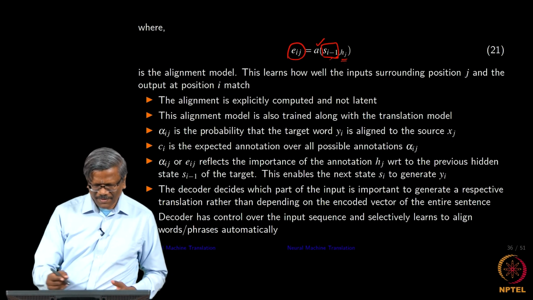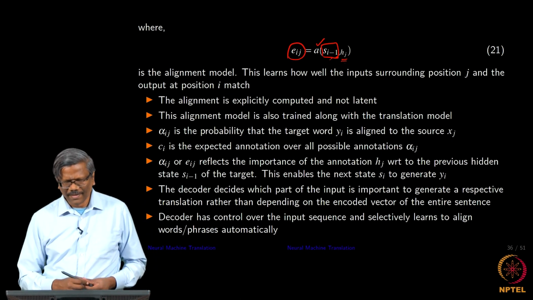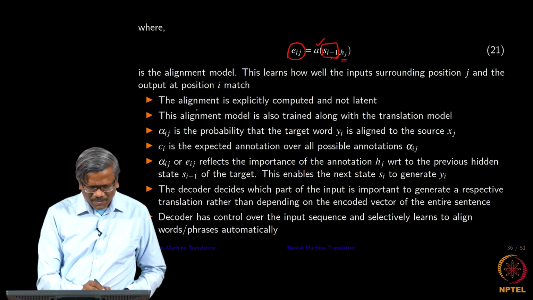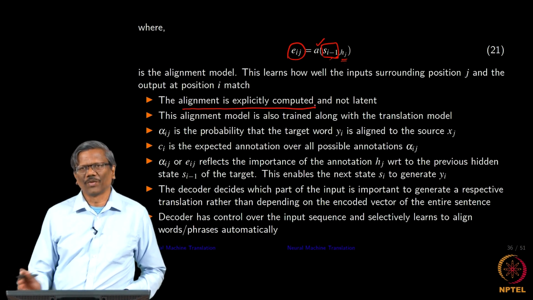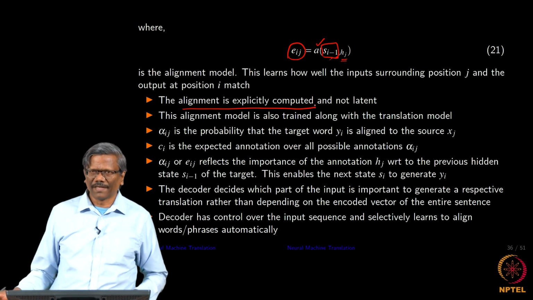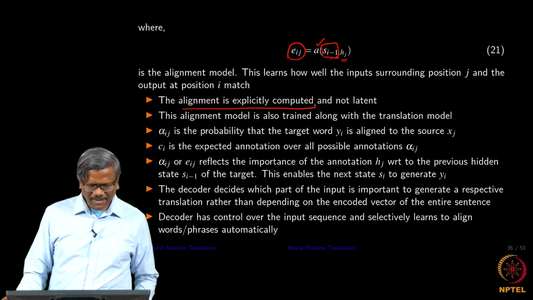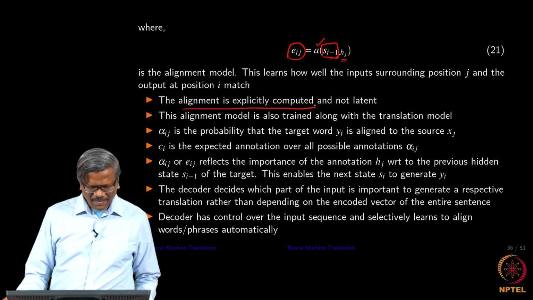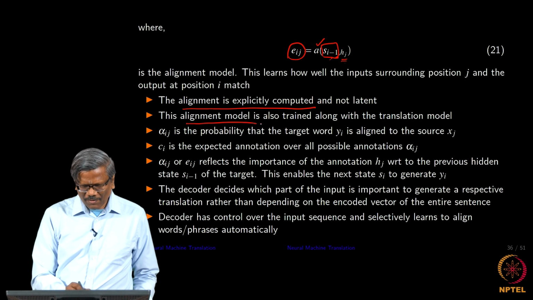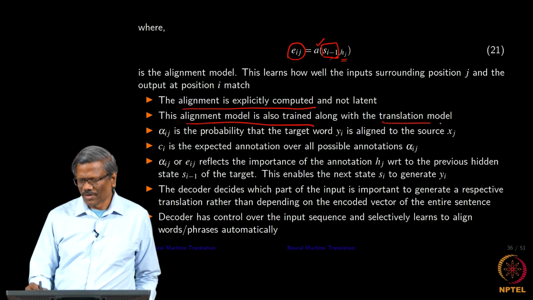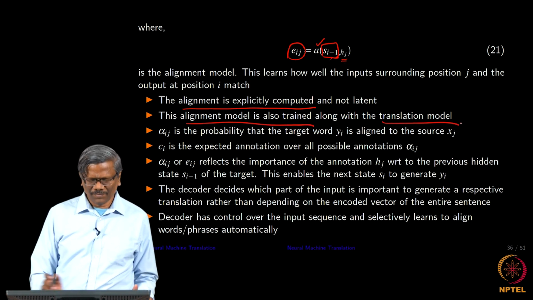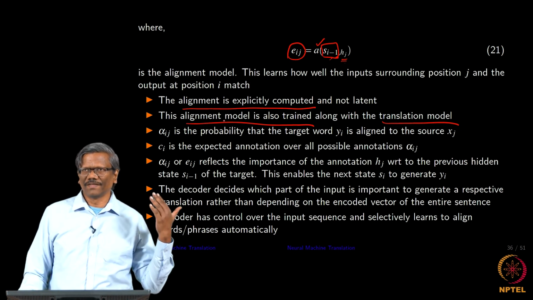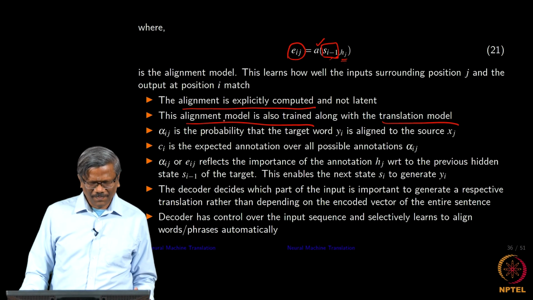So, now let us look at this slide again to understand what we have done. Here the alignments are explicitly computed, that we saw, right. So, we are trying to peek in from the decoder into the encoder and then trying to compute the alignment vectors. The alignment model also is trained along with the translation model. So, there is no separate model that we are creating like what we had done in the SMT space.